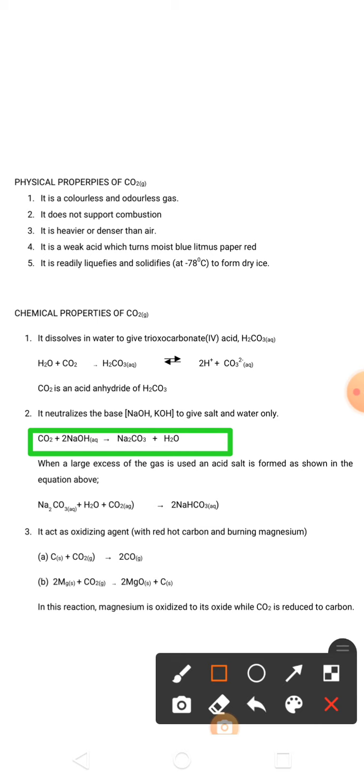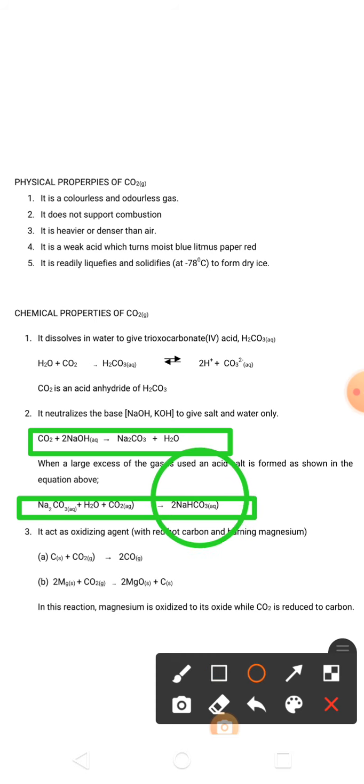So when you have excess CO2, as in this case here, the end result will be NaHCO3. So that's what we have in this cycle that I just drew here.